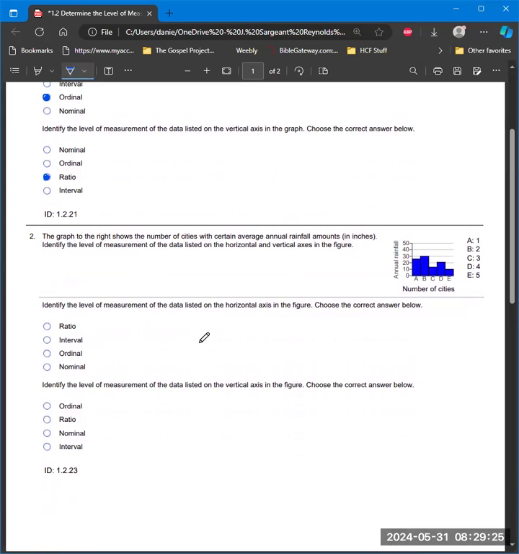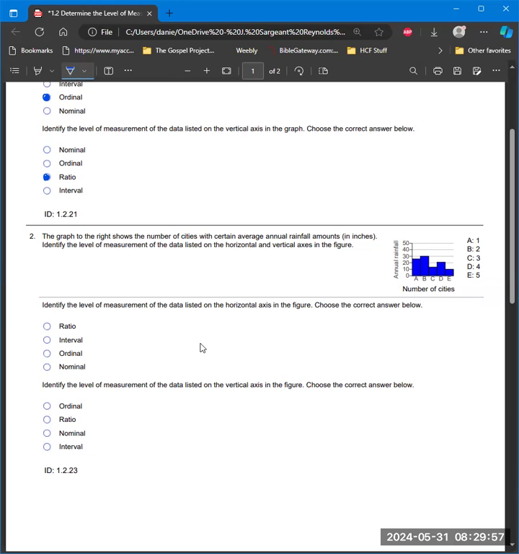The graph to the right shows the number of cities with certain average annual rainfall amounts in inches. Identify the level of measurement of the data listed on the horizontal and vertical axes in the figure. So again, we have labels A through E, and they're listed 1 through 5 that are going to be the number of cities. And then on the vertical axis is going to be the annual rainfall, I assume in inches.